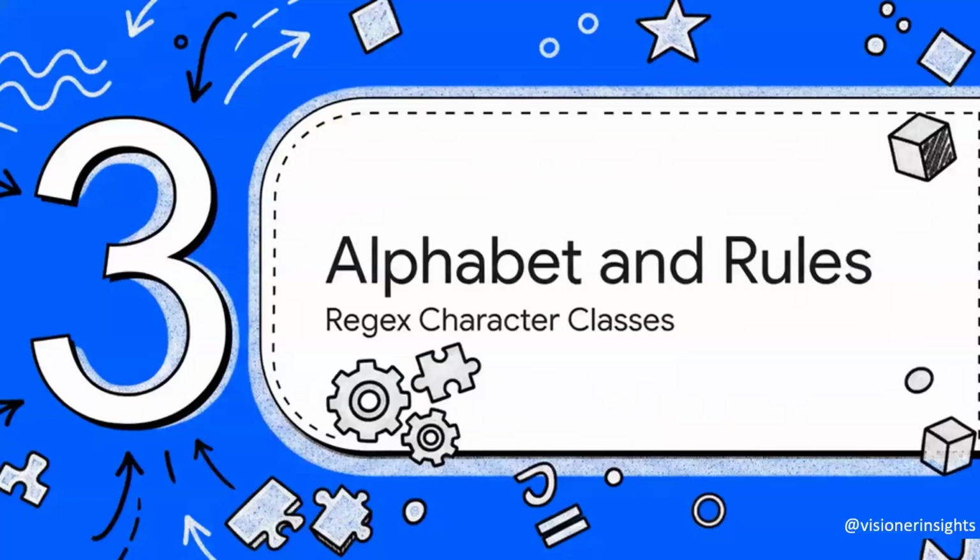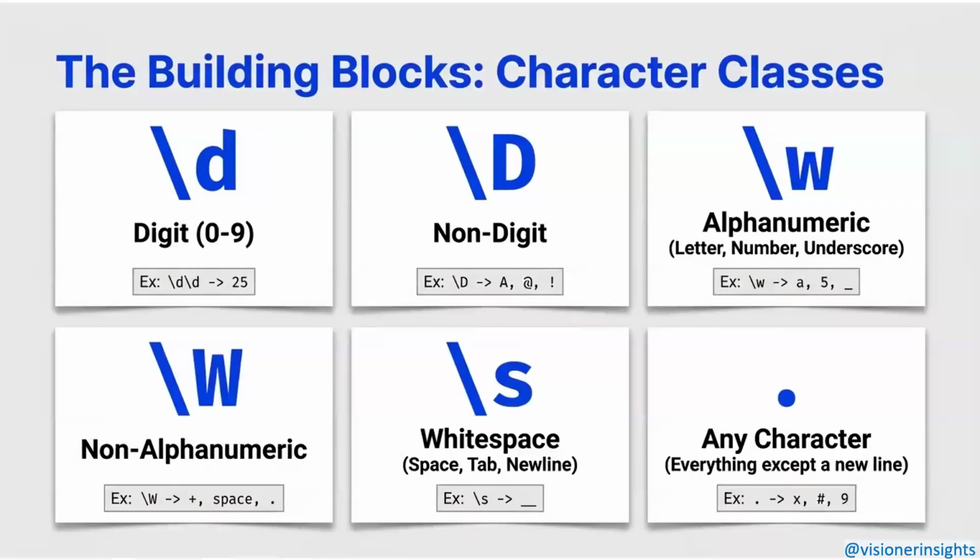Section 3, the Regex alphabet and rules. All right, to actually write this code, we need our building blocks, which are known as character classes. Think of these as your shorthand. Instead of typing out every single number from 0 to 9, we just use a backslash and a lowercase d to represent any digit. Want letters, numbers, or underscores? Just use \w for alphanumeric characters. \s handles whitespace, and this is crucial. Pay attention to the capitalization here. If you use a capital D, it entirely reverses the logic, meaning match anything that is not a digit.